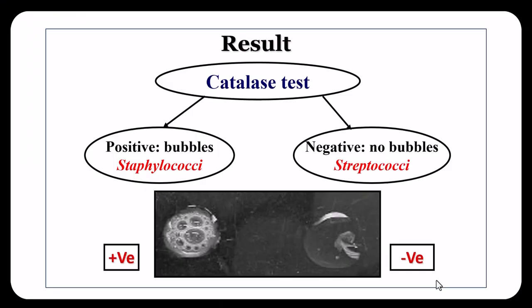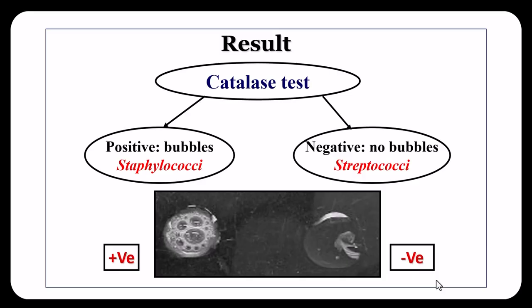Now, how can we read the result of the test? As I mentioned, the bubbles indicate the positive reaction. It means the bacteria have the catalase enzyme, such as staphylococci. And no bubbles indicate the negative reaction. It means the bacteria don't have the catalase enzyme, such as streptococci.